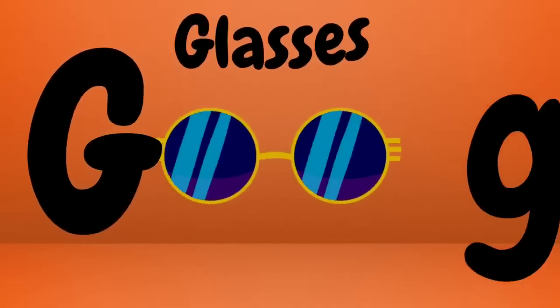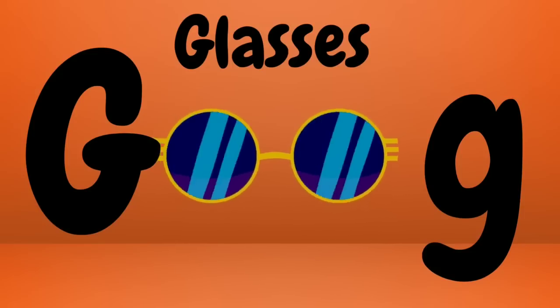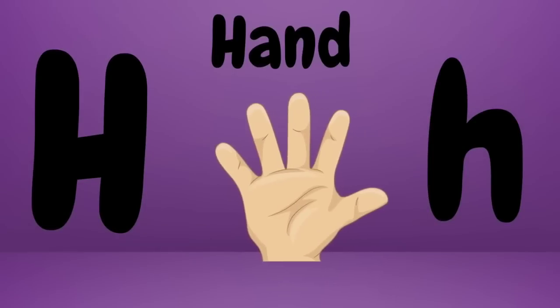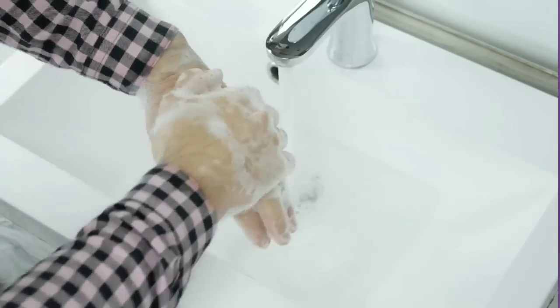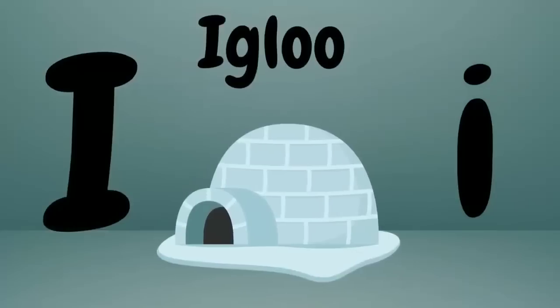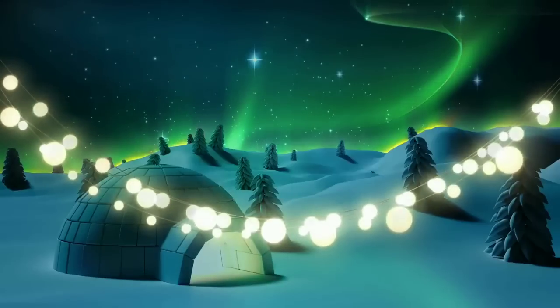G is for glasses, glasses, glasses. This is a glasses. H is for hand, hand, hand. This is a hand. I is for igloo, igloo, igloo. This is an igloo.